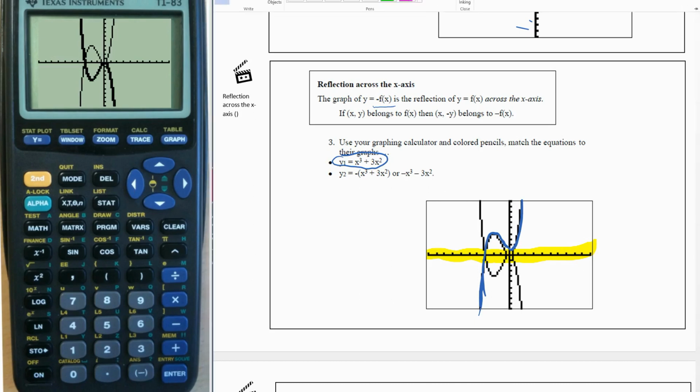So on our notes, let me do that maybe in red. And it's really taking any y value and making it negative of itself. So it's flipping it across the x-axis.